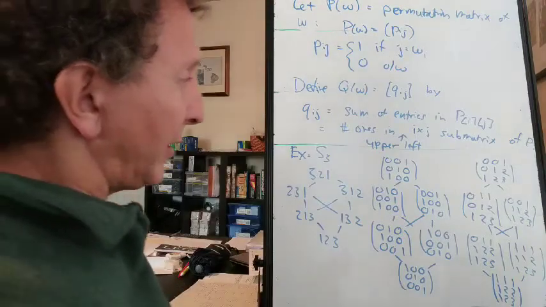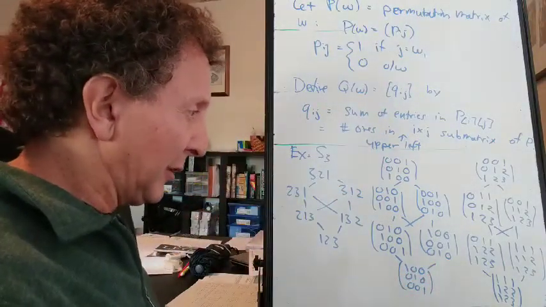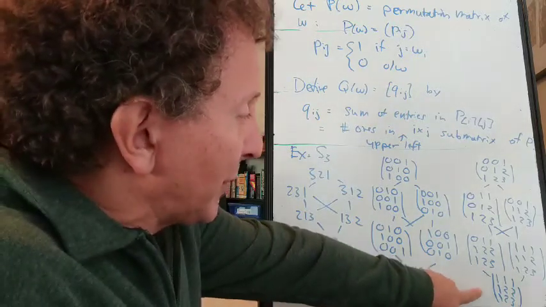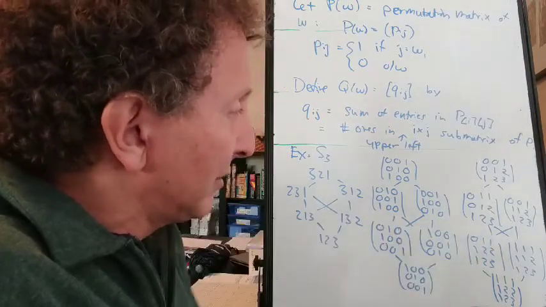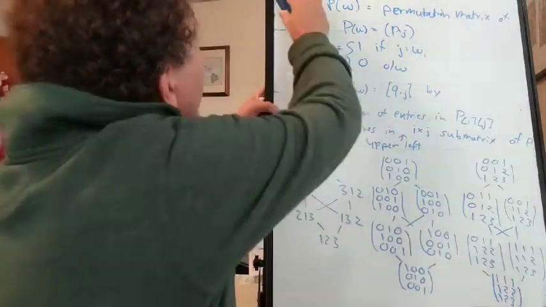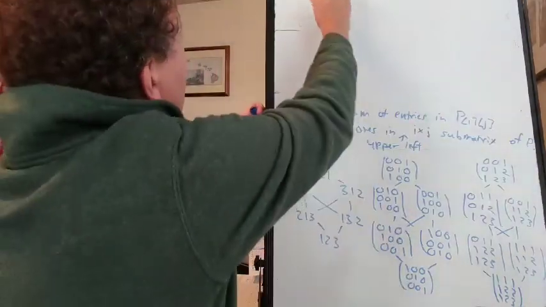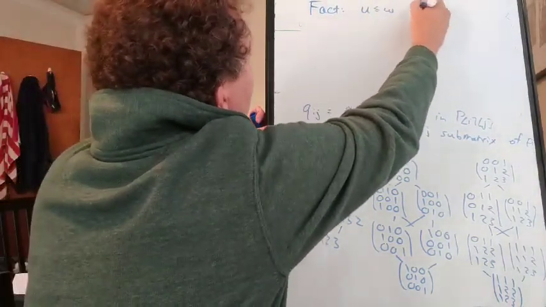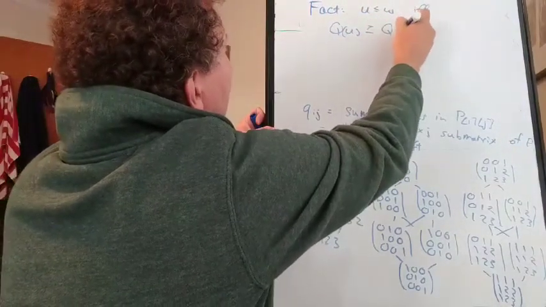All right, now the way we compare the matrices is sort of the opposite of what we just did for the prefixes in increasing order. If we look component-wise at the matrices, it's the lowest one in the Bruhat order that actually has components which are greater than or equal to everything else. So it turns out that U is less than or equal to W in the Bruhat order if and only if Q of U is component-wise greater than or equal to Q of W.